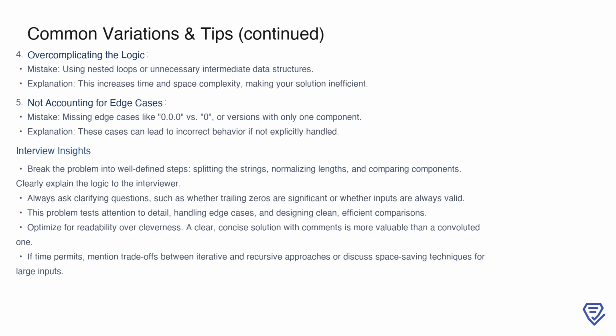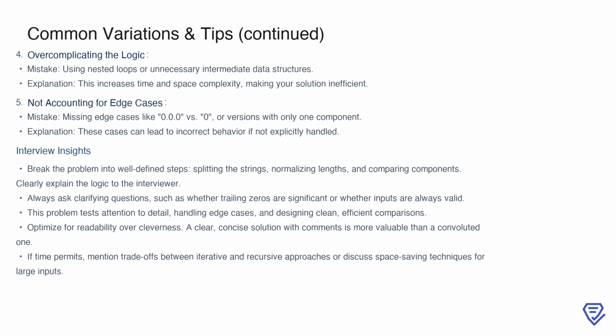Additionally, not accounting for edge cases can lead to unexpected bugs. Examples include comparing 0.0.0 with 0 or handling versions with only one component, like 3 versus 3.0.1. These special cases must be explicitly addressed to ensure consistent behavior. In interviews, it's important to break the problem into clear steps, such as splitting the strings, normalizing their lengths, and comparing each component. Be sure to communicate your thought process and ask clarifying questions, like whether trailing zeros are significant or if the inputs are guaranteed to be valid.